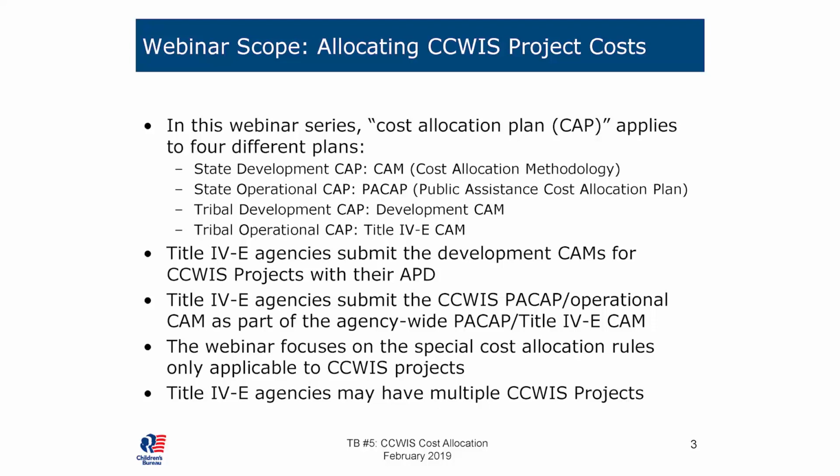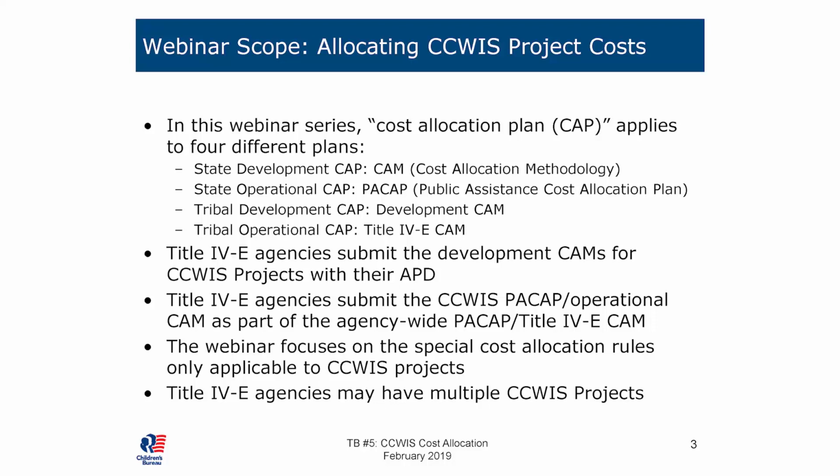A Cost Allocation Methodology, or CAM, is also the term used for a tribal plan to allocate costs to Title IV-E programs. And while the 4E agencies submit their CAM or Development CAM to ACF and the APD, the operational costs for the CCWIS project are included as a portion of the comprehensive PA-CAP/Title IV-E CAM each agency prepares. In this presentation, we are only focusing on the cost allocation rules that apply to CCWIS projects. So your agency will not follow the CCWIS rules when developing the other portions of their PA-CAP or operational CAM.